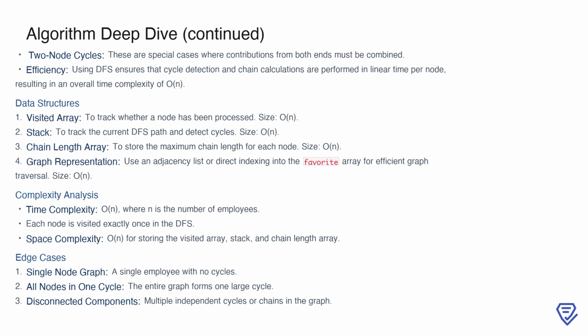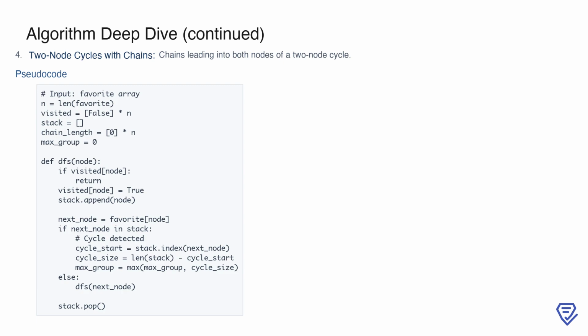The graph itself can be represented efficiently using either an adjacency list or direct indexing into the favorite array. Each of these data structures requires O(n) space. The algorithm is also robust against edge cases, such as a single-node graph, where there are no cycles, or scenarios where the entire graph forms one large cycle. It can also handle disconnected components, where multiple independent cycles or chains exist within the graph. In cases where chains lead into two-node cycles, it's important to account for contributions from both nodes in the cycle.